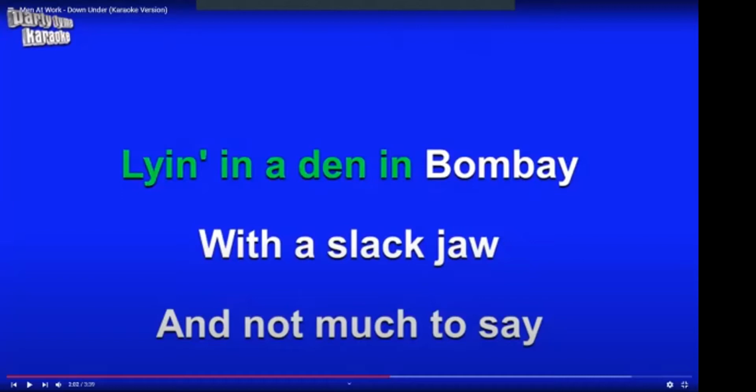"Lying in a den in Bombay." You have the M sound before the B. Where's Bombay, everyone? Where's Bombay? It's part of India. One syllable less, all right? Nowadays it's called Mumbai instead of Bombay.